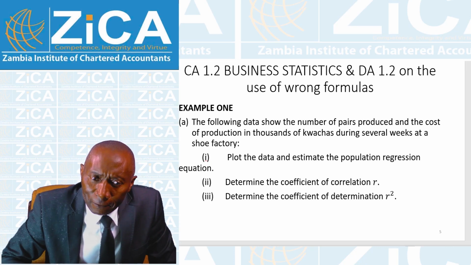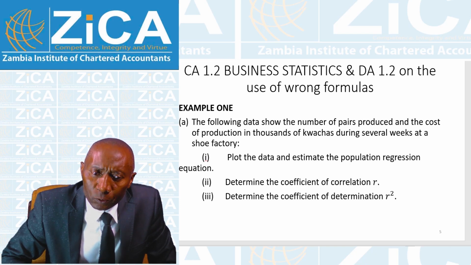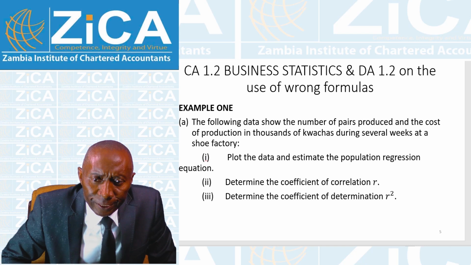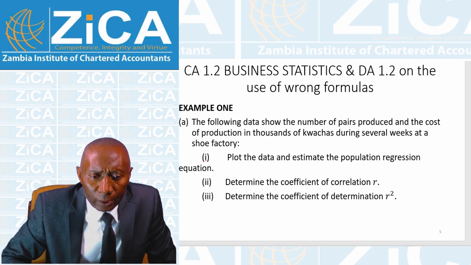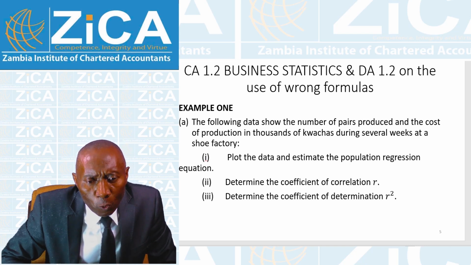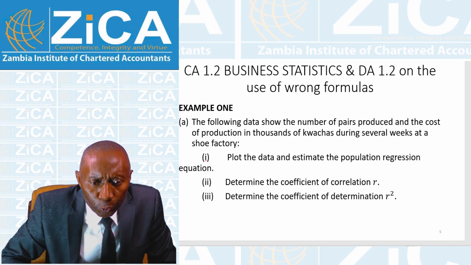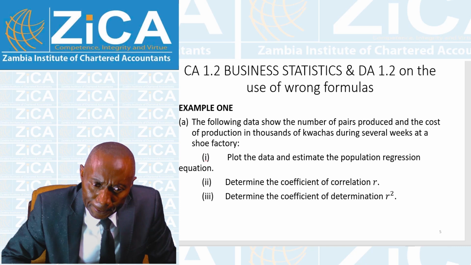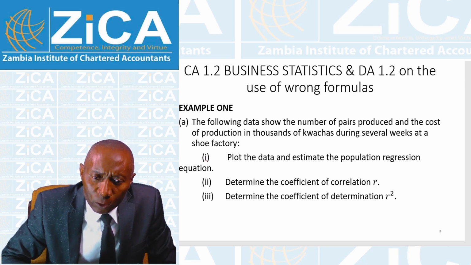The following data, for instance, show the number of pairs produced and the cost of production in thousands of quarters during several weeks at a shoe factory. Part 1, you'll be asked, for instance, to plot the data and estimate the population regression. In 2, you'll be required to find the coefficient of correlation. Mostly in question 3, they will ask you to find the coefficient of determination. How do you handle a question like this?